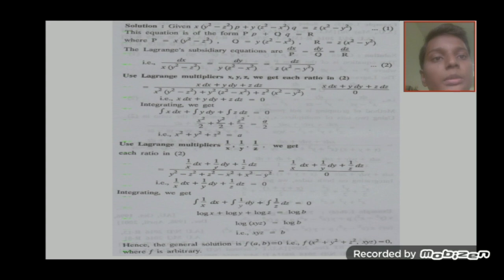The Lagrange's subsidiary equations are dx/P = dy/Q = dz/R. That is dx/(x(y² − z²)) = dy/(y(z² − x²)) = dz/(z(x² − y²)). That is equation 2. Use the Lagrange's multipliers x, y, z. We get each ratio in equation 2.